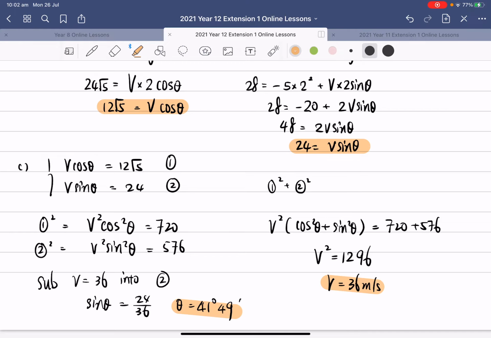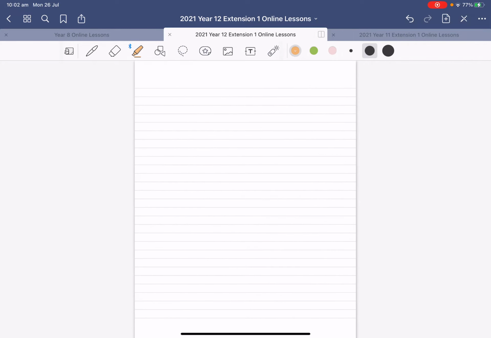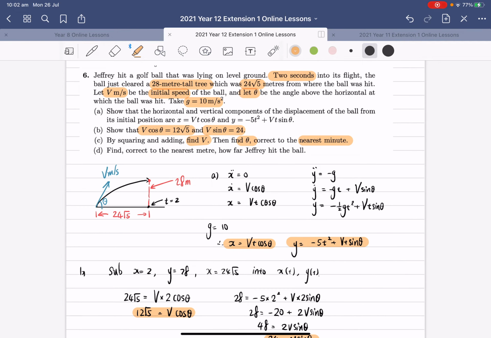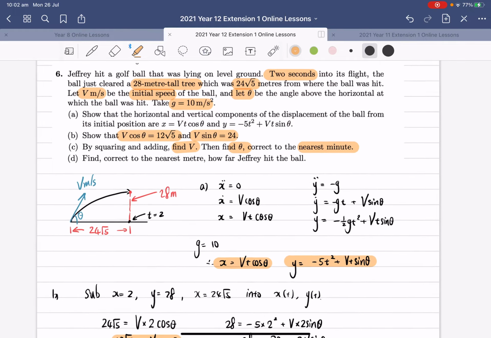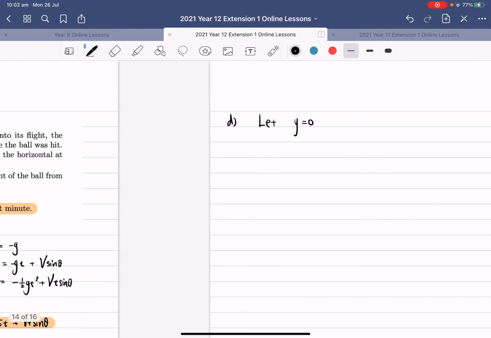So it's actually a really simple question, to be honest. It's not really an extension 2 level at all. It's just like a normal extension 1 projectile motion question. All right, question D. Find to the nearest meter how far Jeffrey hit the ball. So we need to find the range. In order for us to find the range, we need to let y equal 0 to find the time, how long it takes for the particle to reach the ground.